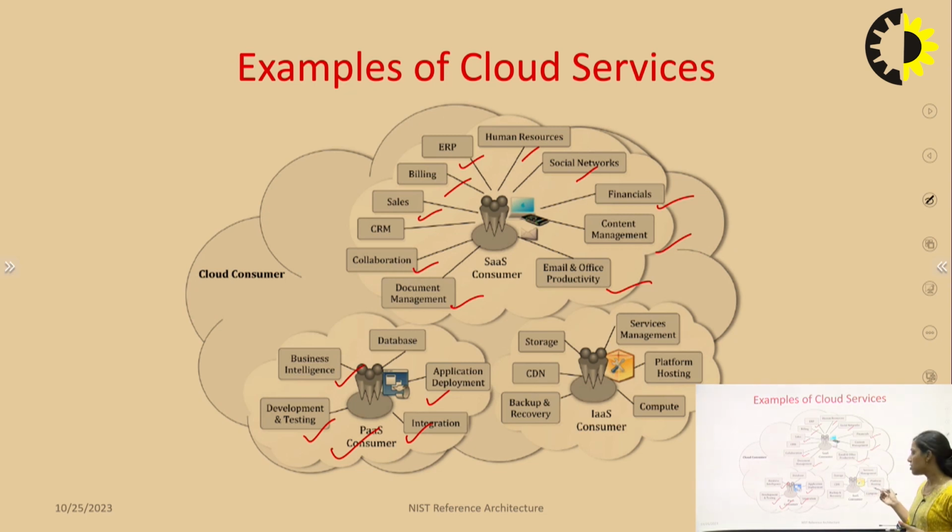Then we have infrastructure as a service. These consumers use services related to storage and service management. Then we have platform hosting, how we can host the platform. Then we can compute the different applications. For backup and recovery, we can use infrastructure as a service, and the CDN. So these are the various examples of your different consumers: PaaS consumers, SaaS consumers, and infrastructure as a service consumers.